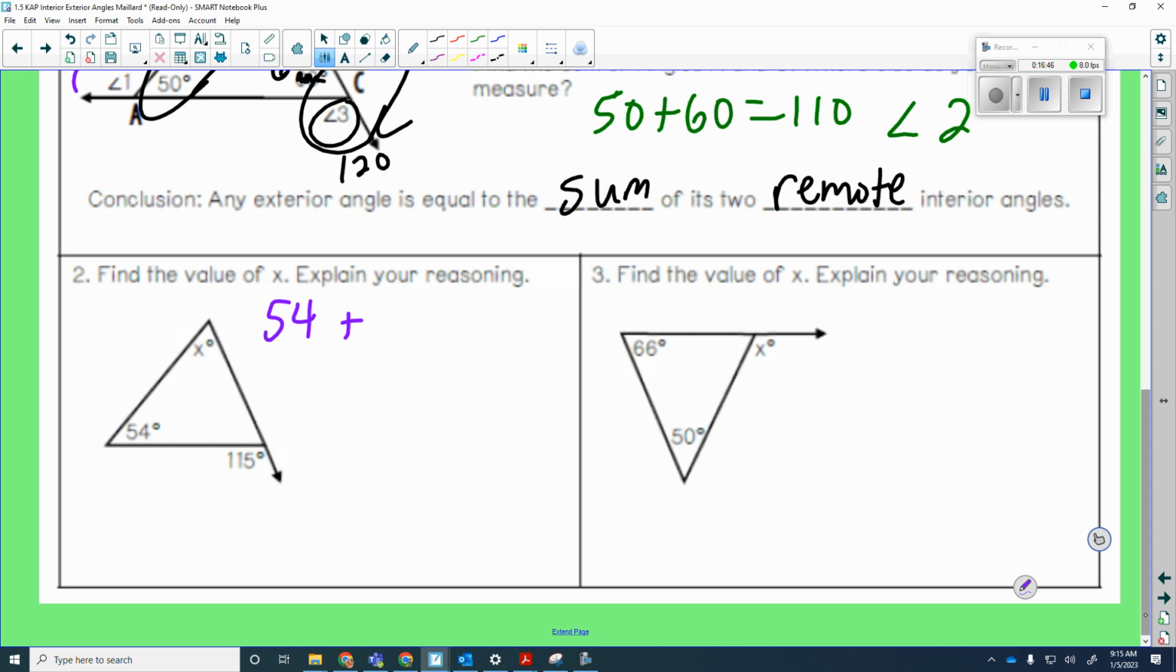54 plus x equals what? 115. I'm using what I just learned, which is these two guys here equal him out there, the remote interior angles. Okay, now I just subtract 54, and what do I get? 61.